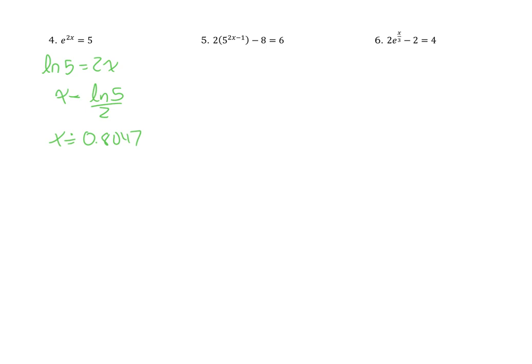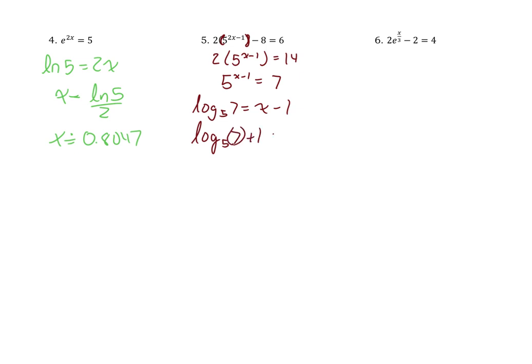Okay, this next one, I've got some isolation to do. I've got to get what's in parentheses by itself. So I'm going to add that 8 first, and that's going to get 14. Now I'm going to divide by that 2, and now my exponent is isolated. Now I'll go to log, so log base 5 of 7 equals x minus 1. So then I am going to add that 1. Remember, the 7 is the argument. It doesn't change. So now I put this in my calculator, and it's 1.1045.